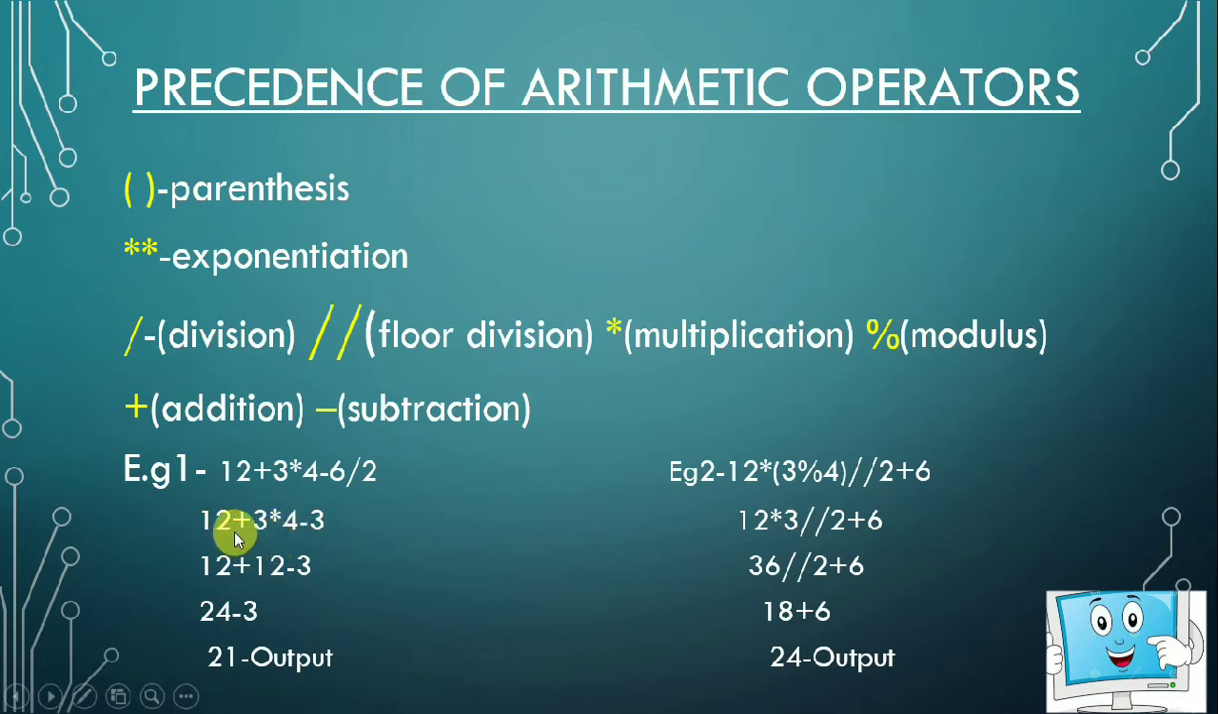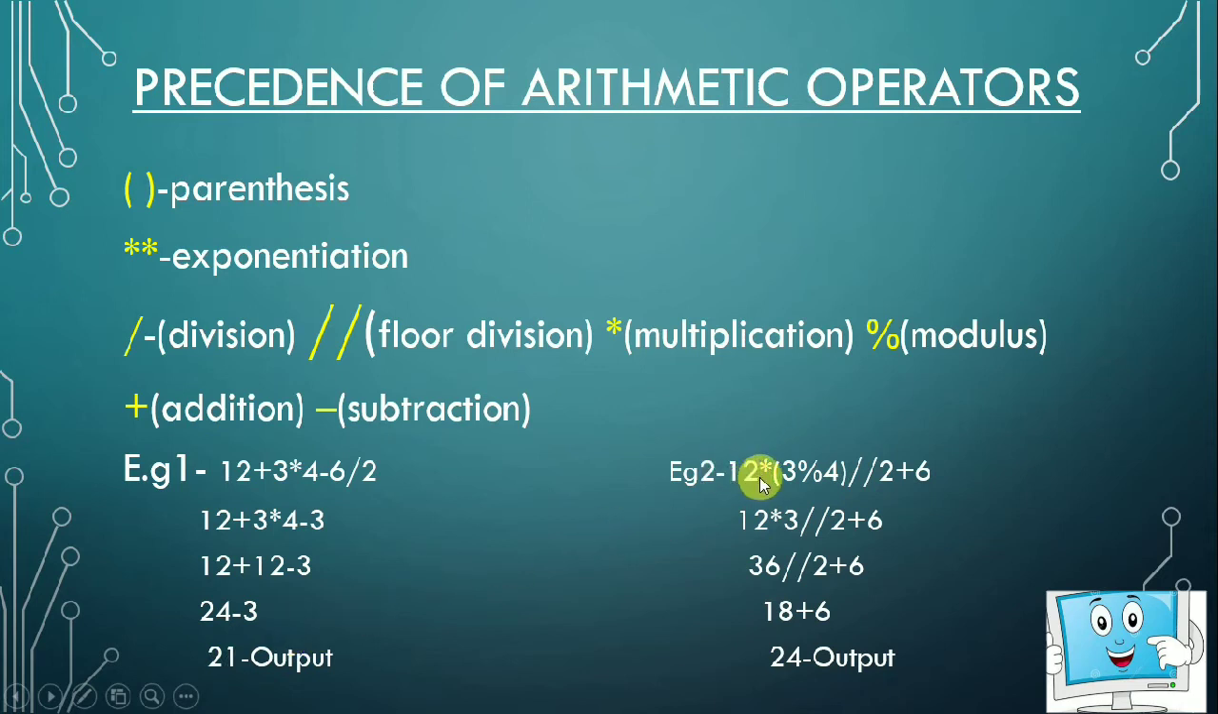Next is plus, multiply, minus. So out of plus, multiply and minus, first we will perform multiplication. So 3 * 4 is 12. Then plus and minus. So first is plus, addition. So 12 + 12 becomes 24, and 24 - 3 is 21. 21 is the output. Let us see another example.